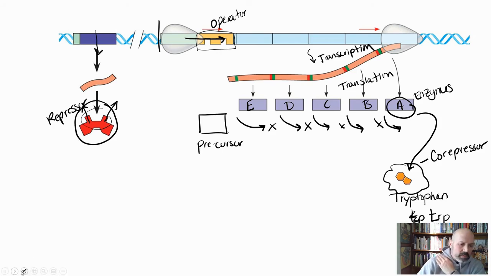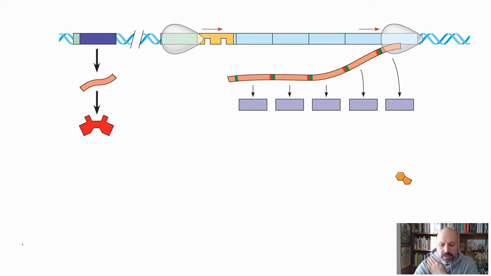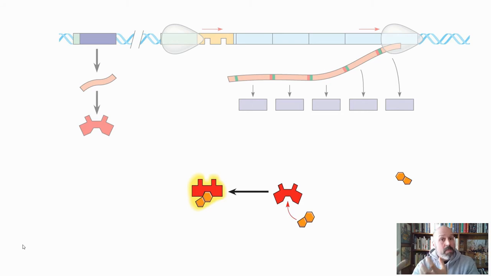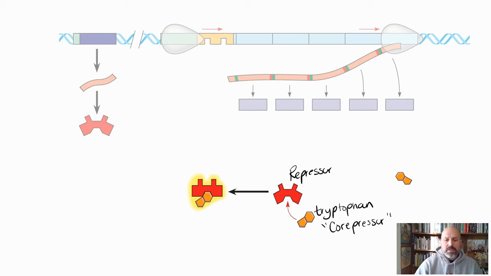So what's going to happen, I'm going to clear all this off. What's going to happen is that tryptophan, once it's in abundance, starts to bind to the repressor. So here's my repressor, and here is my tryptophan, and the tryptophan becomes something called the co-repressor, and it has an allosteric site that it binds to, and when it does, it changes the repressor shape into a shape that then fits with the operator.